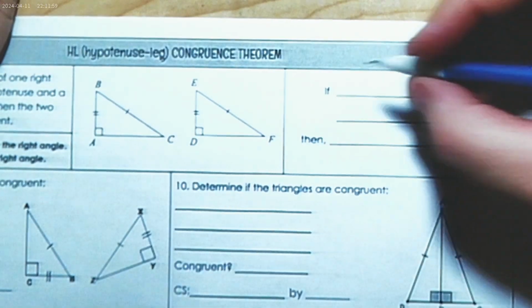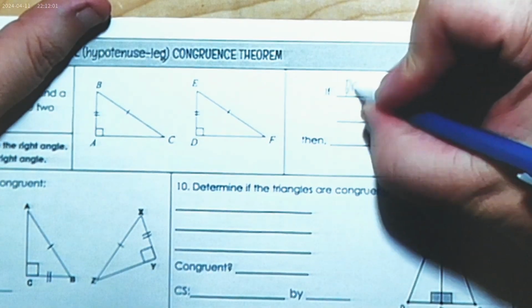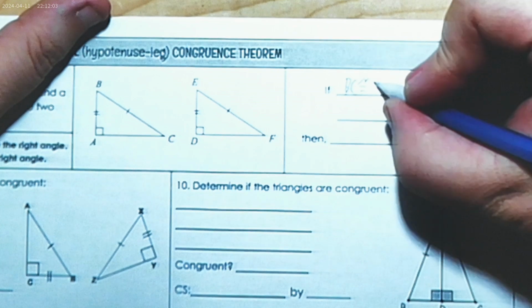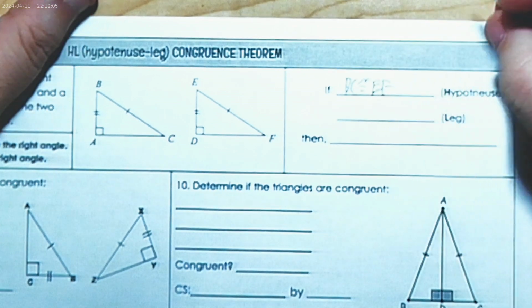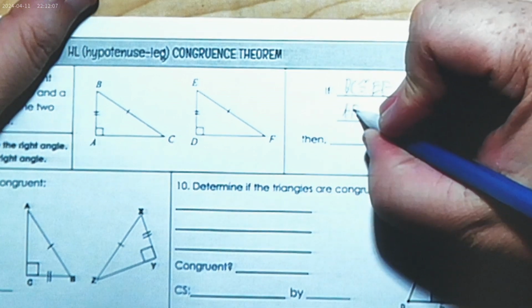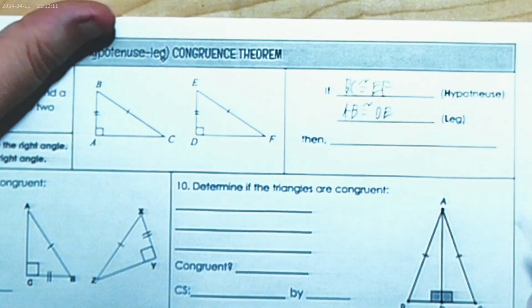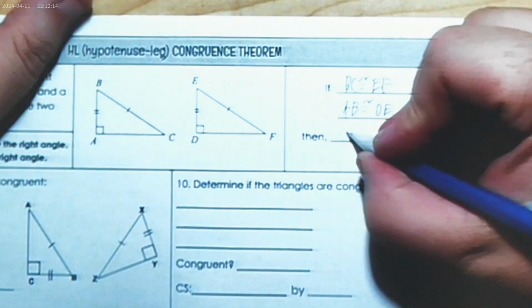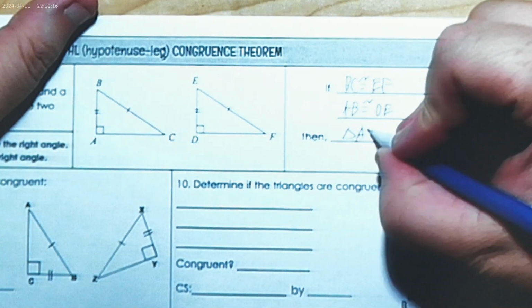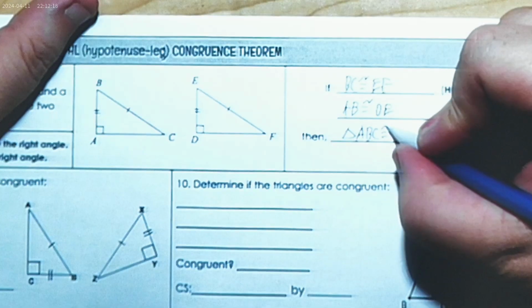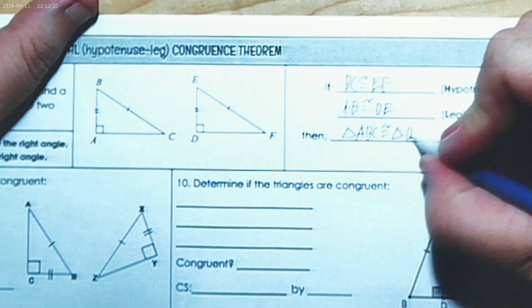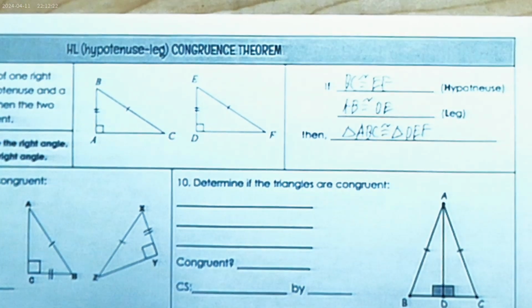So if BC is congruent to EF and AB is congruent to DE, then triangle ABC is congruent to triangle DEF, and there we go. We've done it again.